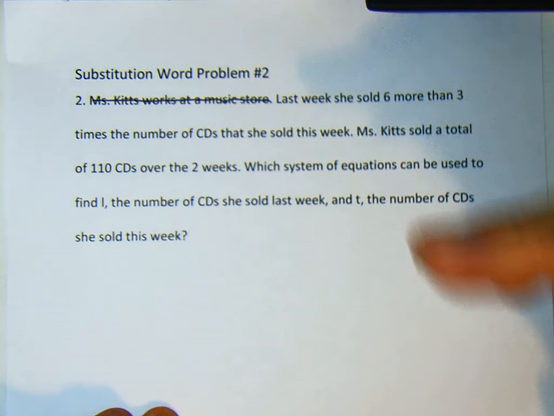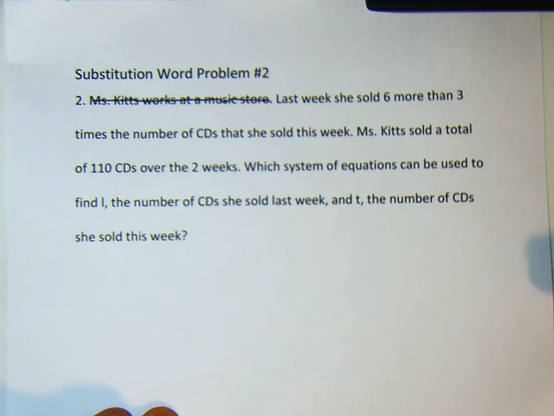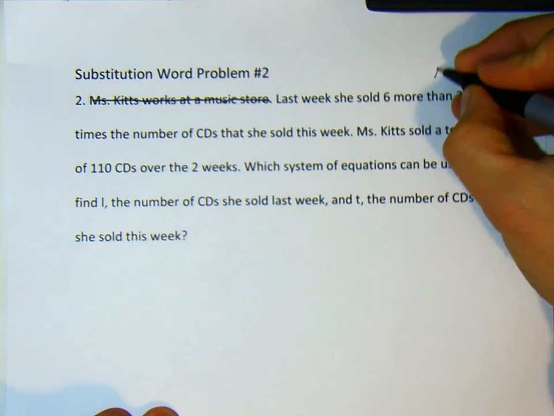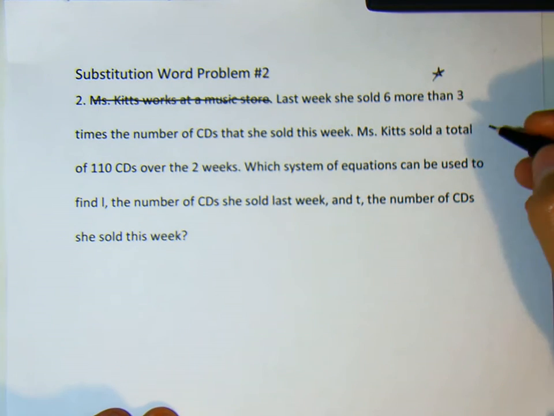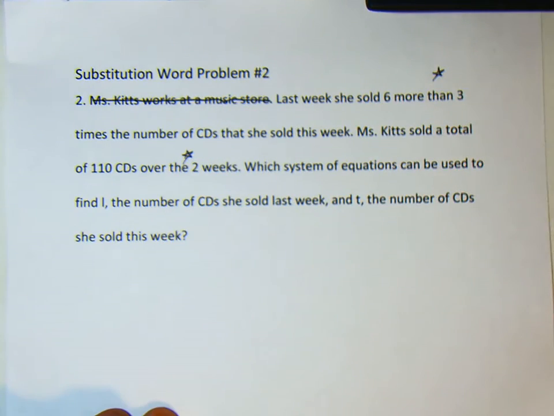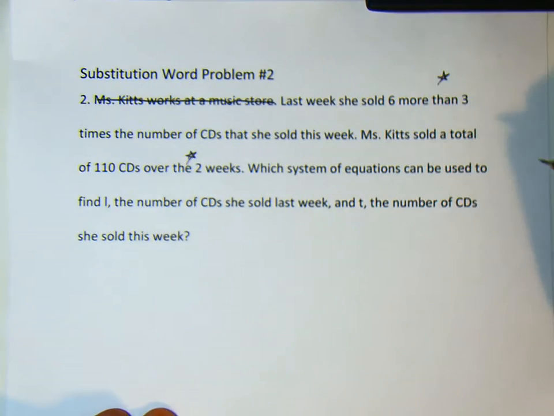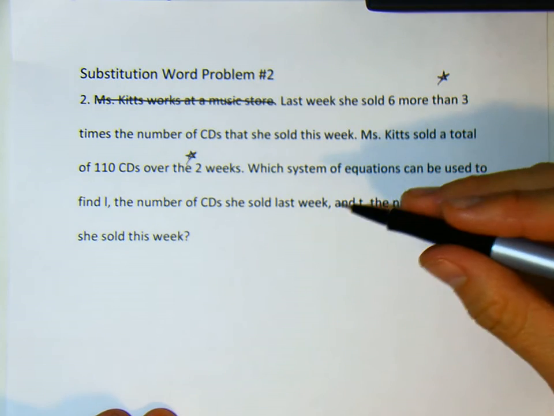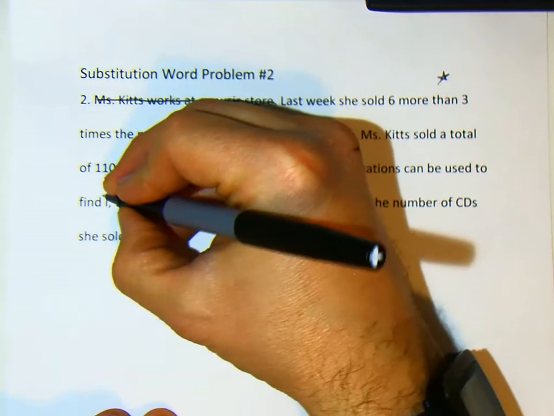Okay, well, I need to have a variable for, I don't know what the variables are going to be. So let's just hold up. I know this is going to be important, so I'm going to put a little star. Miss Kitts sold a total of 110 CDs over 2 weeks. Okay, well, that's like a separate equation right there. Which system of equations can be used to find I, the number of CDs she sold last week?